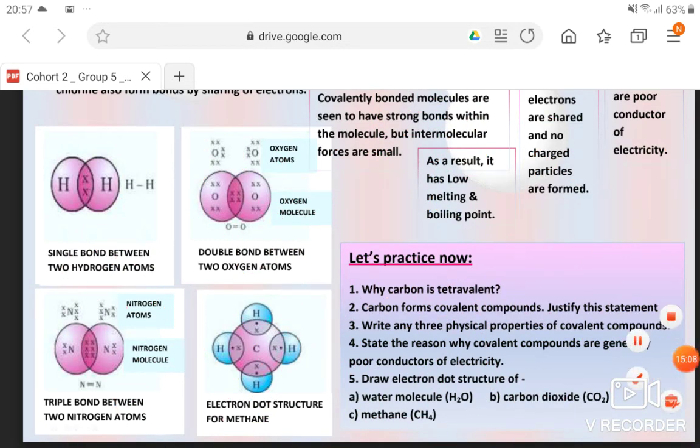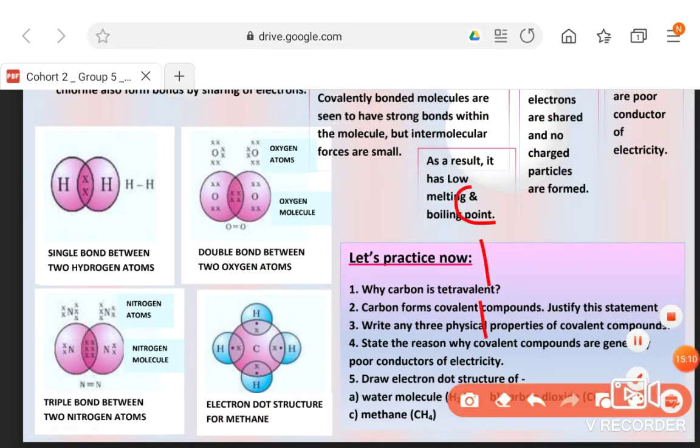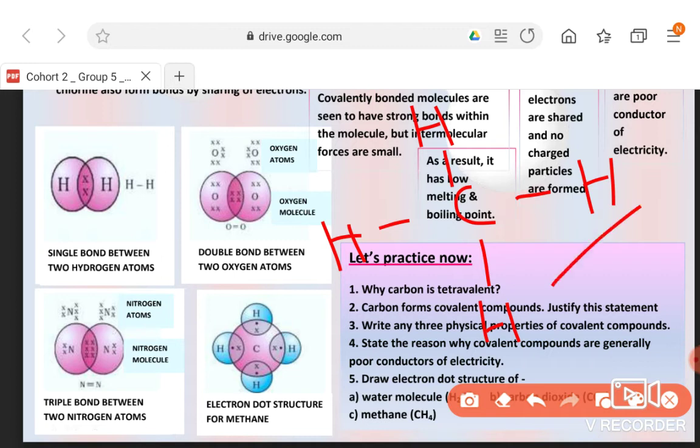So how it will be written in structure: C with single bonds to H, H, H, H. Each line represents one pair of electrons shared. So this is the simplest organic compound which we will study in further classes.